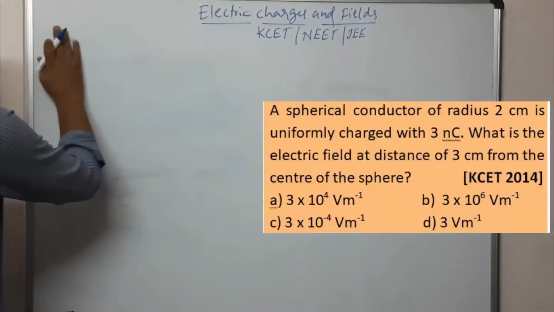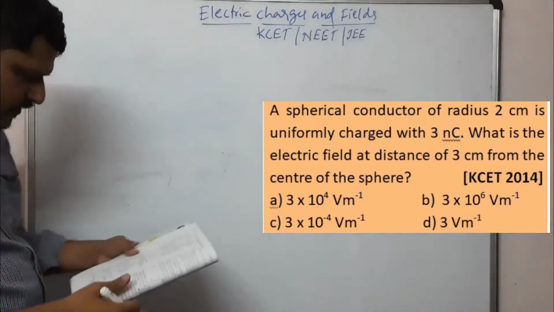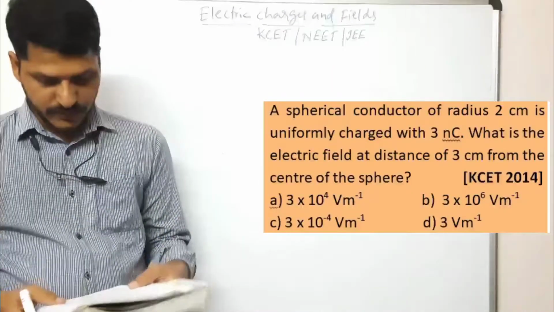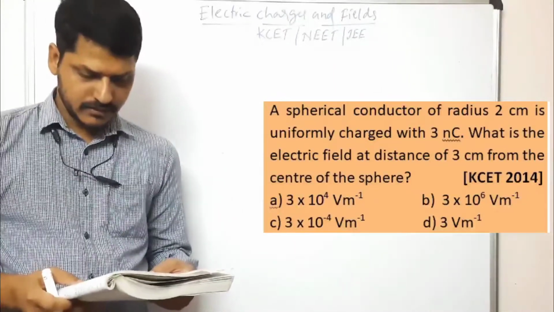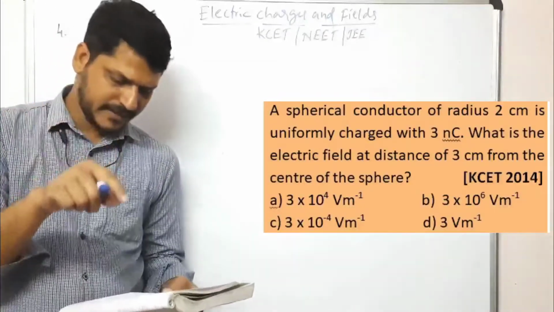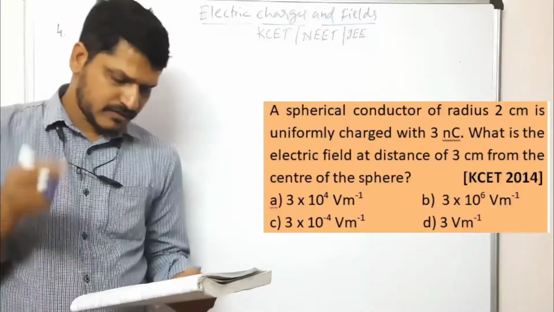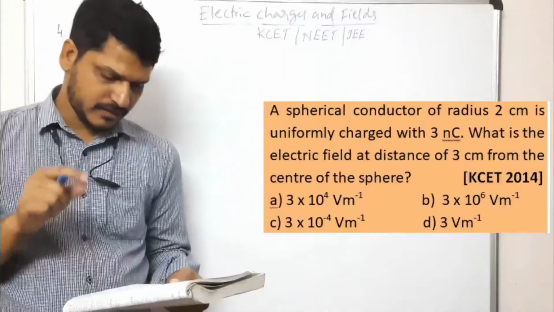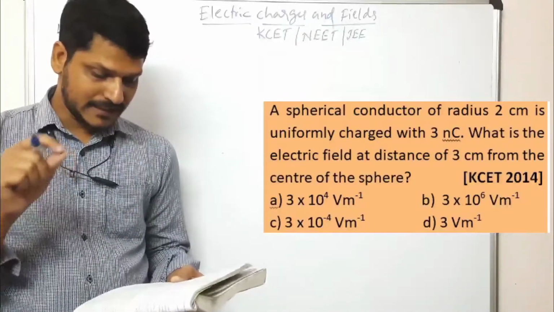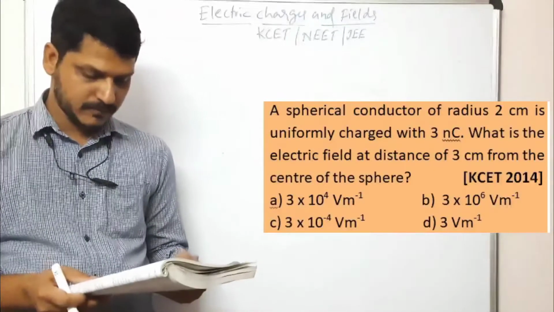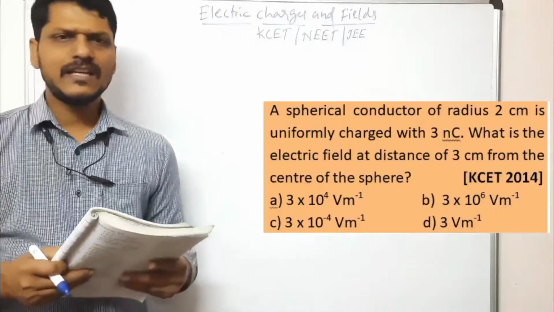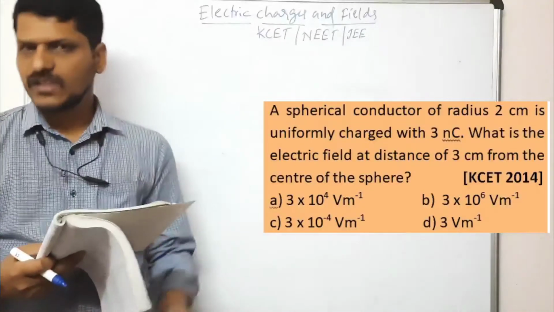Fourth problem. A spherical conductor of radius 2 cm is uniformly charged with 3 nanocoulomb. What is the electric field at a distance of 3 cm from the center of the sphere?